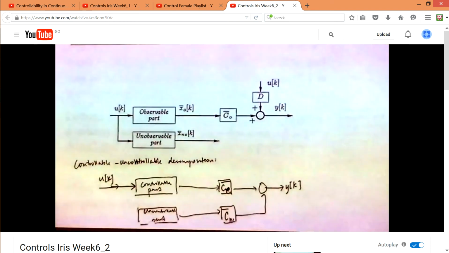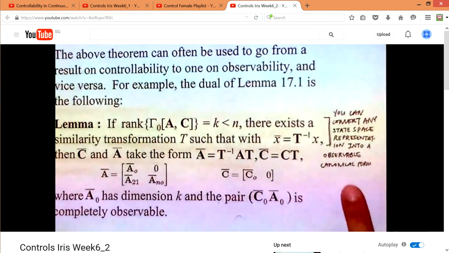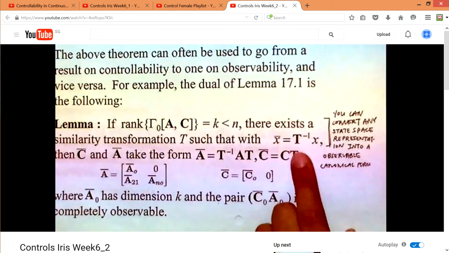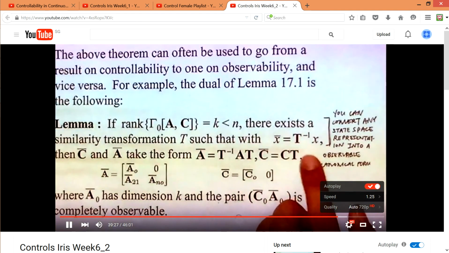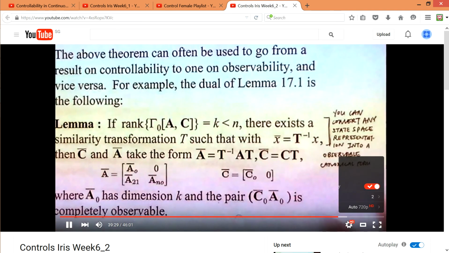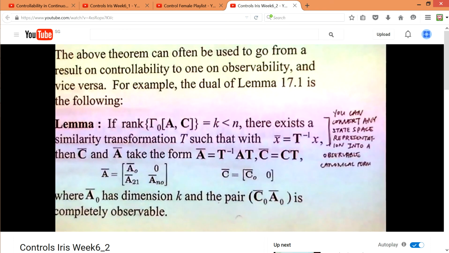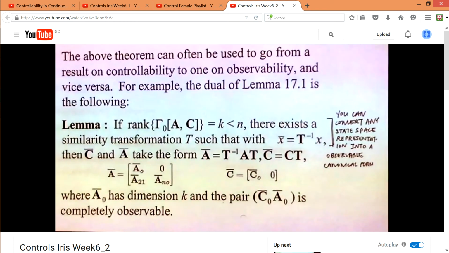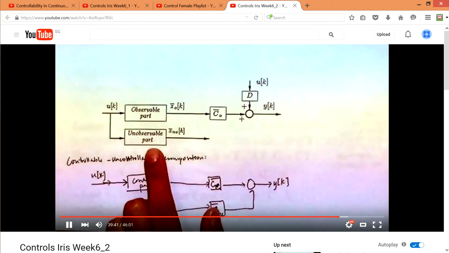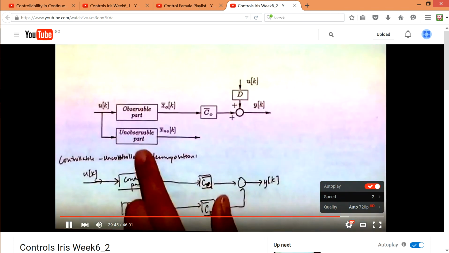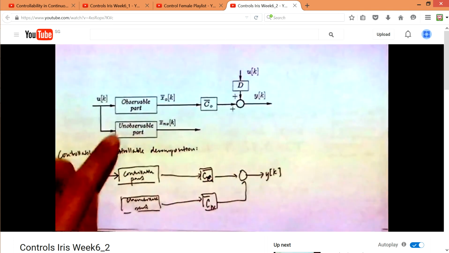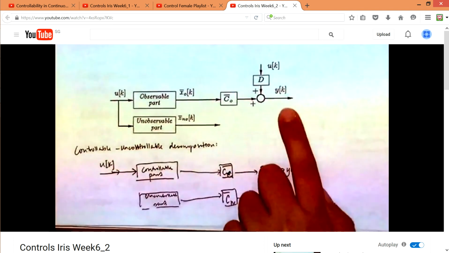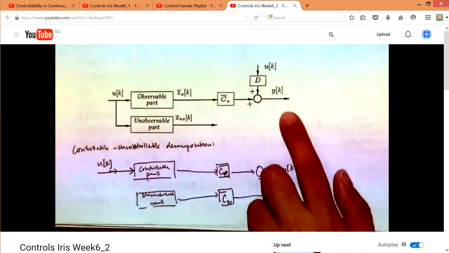So, this is useless information. It's just saying that with the similarity transformation matrix, you can convert the controllable to non-observable. But the main idea here is that if you have an observable part and an unobservable part, the observable part will be output, the non-observable part will not be output.